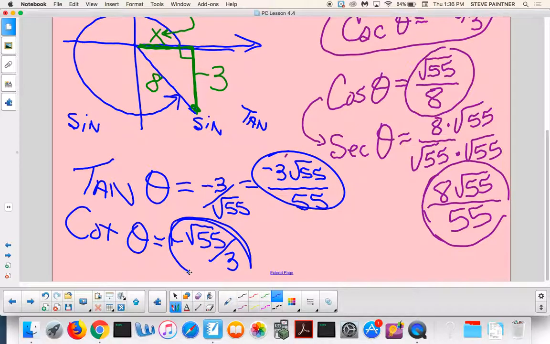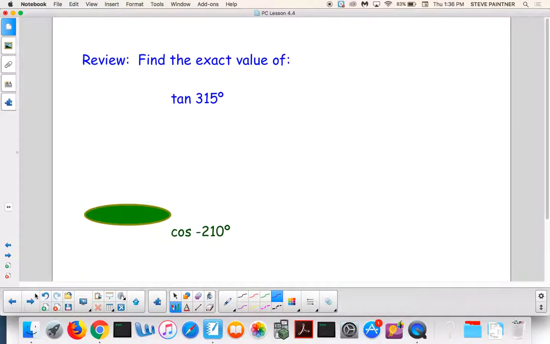Should we move on? Sure. Questions? No. Ooh, the two words come up. Here they are. What's that mean? No calculator, which practically tells me this must be my special triangles: 30, 60, 90s, 45, 45, 90s. Okay, get an answer. Show me when I walk over to your desk.